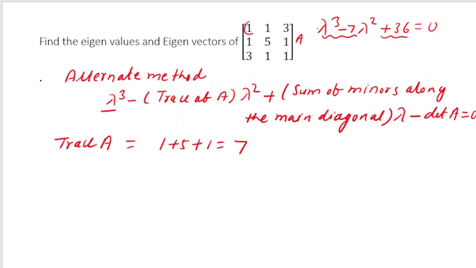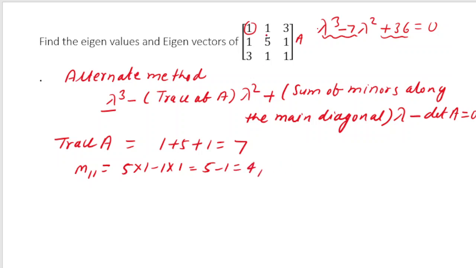So if I ask you what is the minor of 1, which I can call M11, because minor of 1 element. So to calculate the minor, I need to leave this row and this column. So 5 into 1, I write it 5 into 1 minus 1 into 1. So 5 minus 1 is equal to 4.